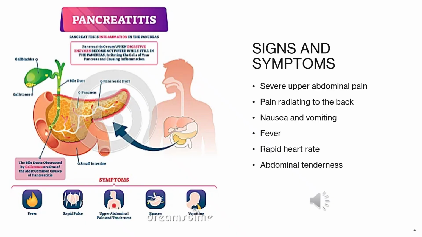The most common symptom of acute pancreatitis is severe upper abdominal pain. This pain often starts suddenly and may radiate towards your back. Many people also experience nausea, vomiting, fever, and a rapid heart rate. The abdomen may also feel tender to the touch. These symptoms happen because the inflamed pancreas irritates surrounding nerves and tissues, and the body responds with a strong inflammatory reaction.